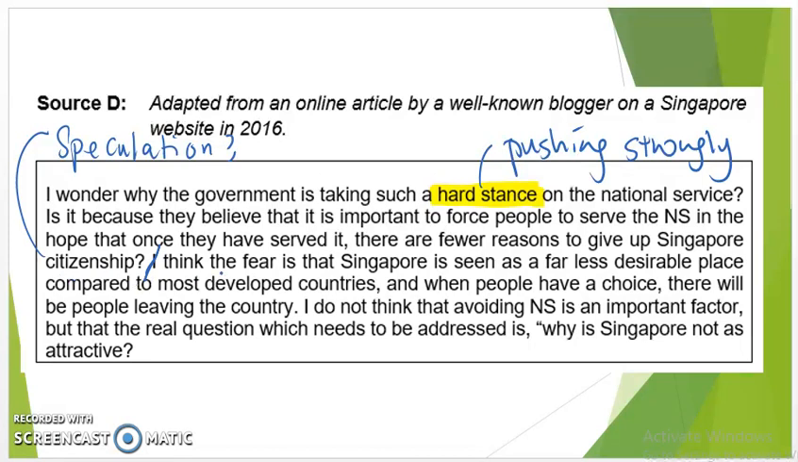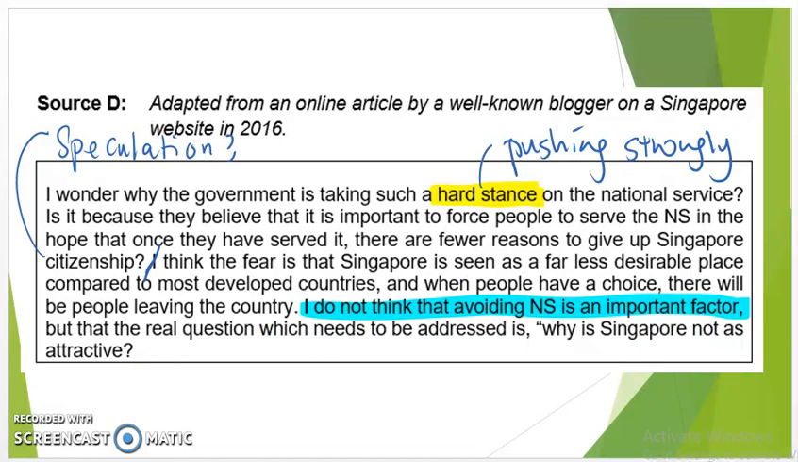I think the fear is that Singapore is seen as a far less desirable place compared to most developed countries. And when people have a choice, there will be people leaving the country. I do not think that avoiding NS is an important factor. This is a very, very important sentence here. I do not think that avoiding NS is an important factor, but the real question which needs to be addressed is, why is Singapore not as attractive?